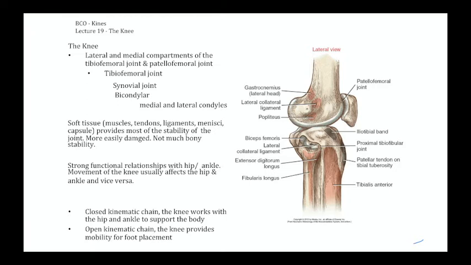There is a very strong functional relationship with the knee between the hip and the ankle. And usually movement at the knee will affect the hip and the ankle, or vice versa. That is because a lot of the muscles that cross over the knee cross over the hip as well. And there are some muscles that cross the knee that will also affect the ankle. So we'll talk a little bit more about that as we go.